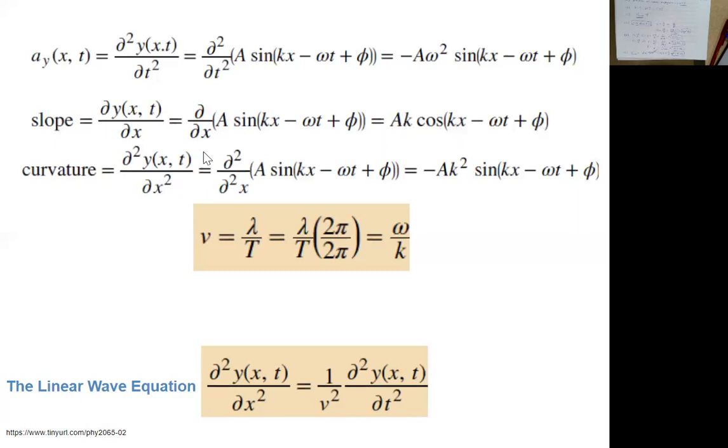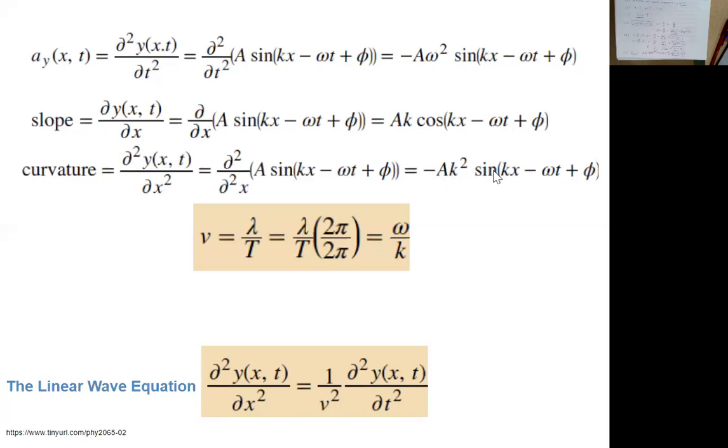Now doing it twice will give you the curvature of your function. So you do the derivative with respect to x again to this. You should get A k squared. Now cosine will become negative sine. So then negative A k squared sine. Okay. So this is the final result.